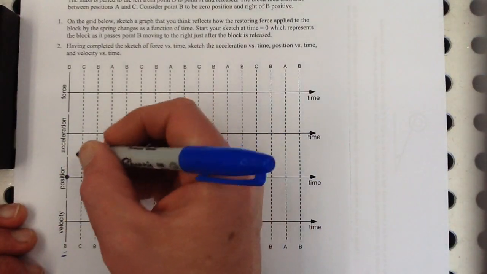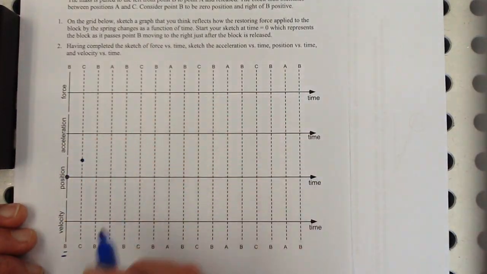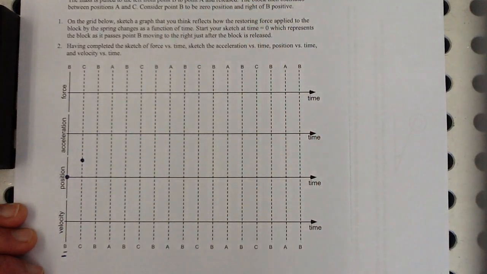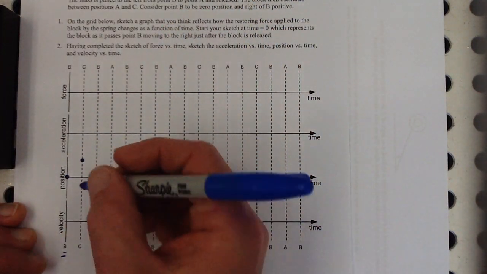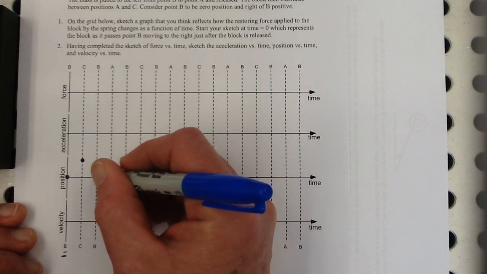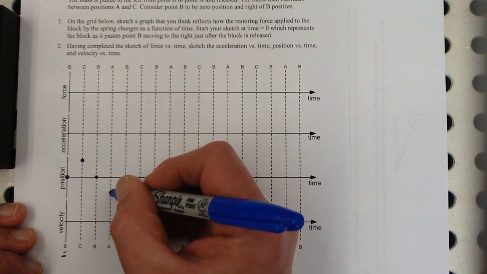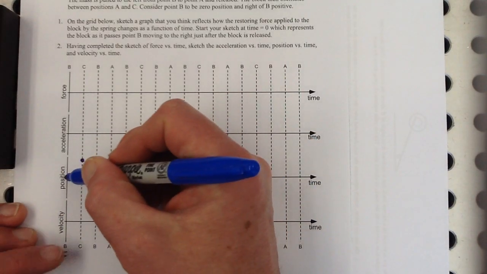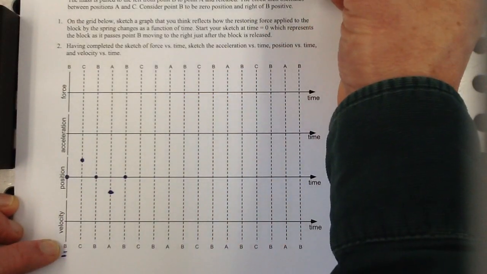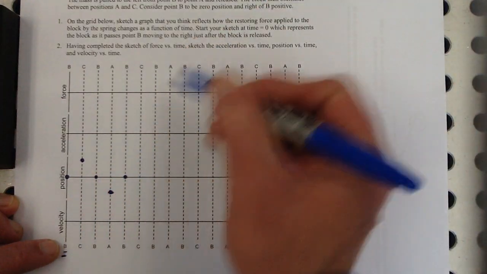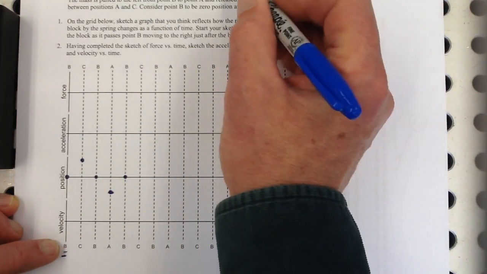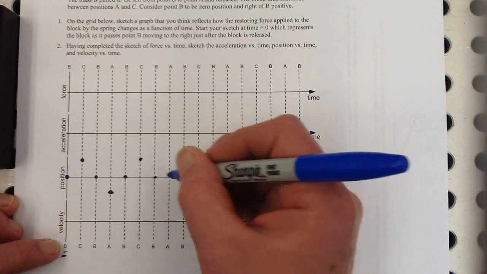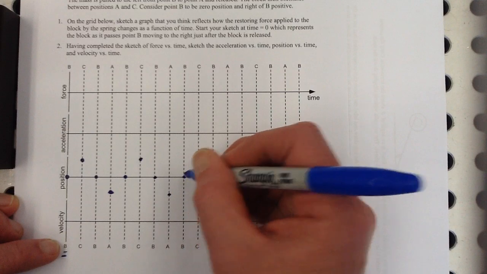So position C is like the positive max, and A is like that negative maximum displacement. So when it's back to B again, position is there. So you can see what I'm doing there. It's starting at position B. That's when it's at position 0. And then going to go to C, and then back to B, and then to A, and so on. So as we map that out over time, it's going to look like this.